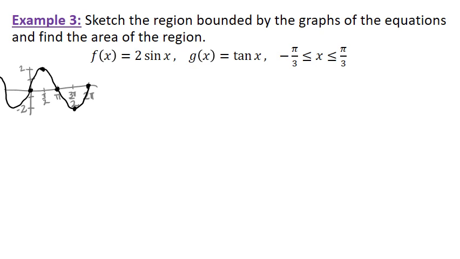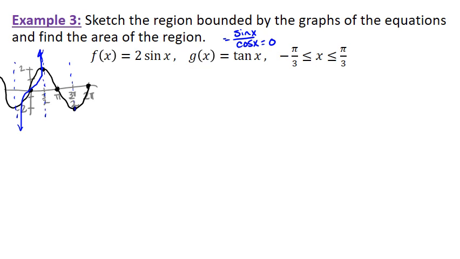Remember that tangent of x is the same thing as sine of x over cosine of x. So whenever cosine of x equals 0, that's where the asymptotes occur. Cosine of x is equal to 0 at odd multiples of pi over 2. So these will be the asymptotes. So when we graph this, tangent is going to look something like this. Sorry, it shouldn't touch that.